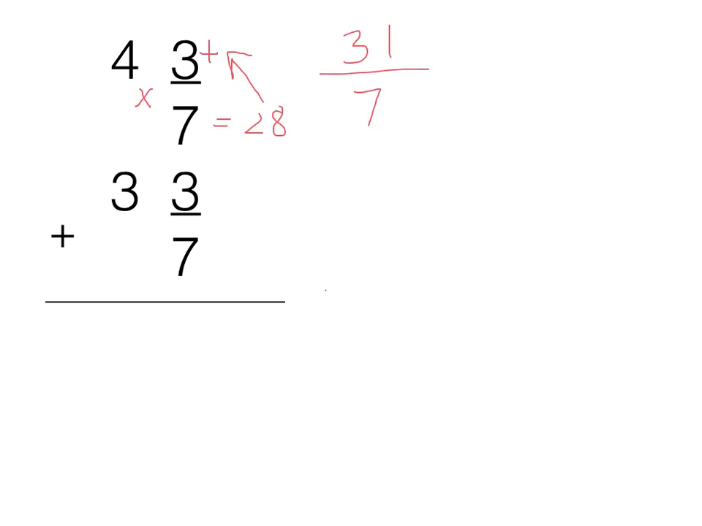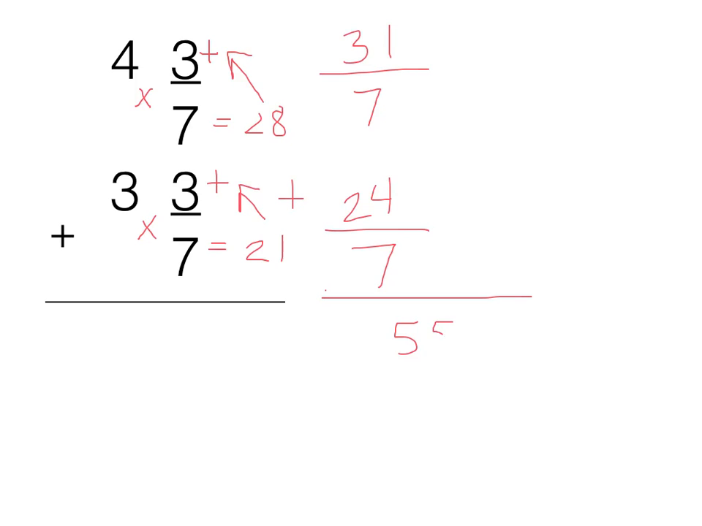Same thing for the bottom one. 3 times 7 is 21, and then I add that to the numerator. 21 plus 3 is 24, and then I keep the same denominator. Now I just add them. 31 plus 24 gives us 55/7.